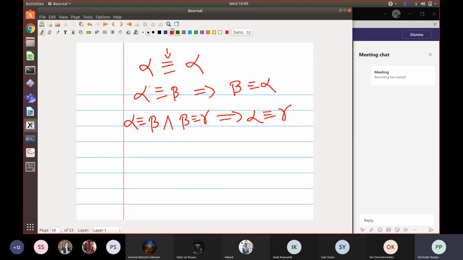Okay, so this equivalence is a reflexive, symmetric, and transitive relation. This is reflexive, this is symmetric, and this is transitive, right?